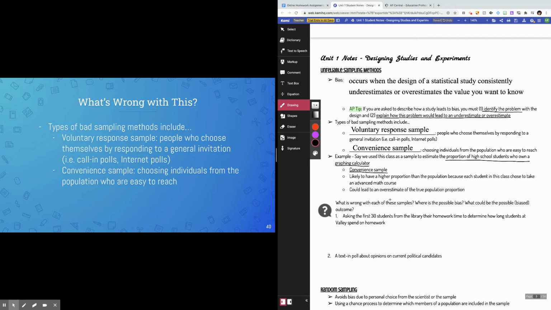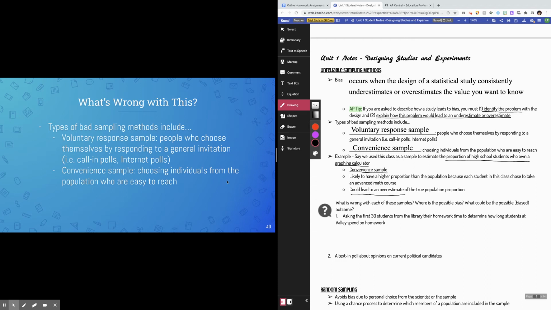So what happens is if we use our class and we say that what happens in our class is true for the whole school, this is probably an overestimate of what's actually going on in our whole Valley population, our true population proportion, right? Our sample proportion will likely be higher than the population proportion, right? Because we used a convenience sample.